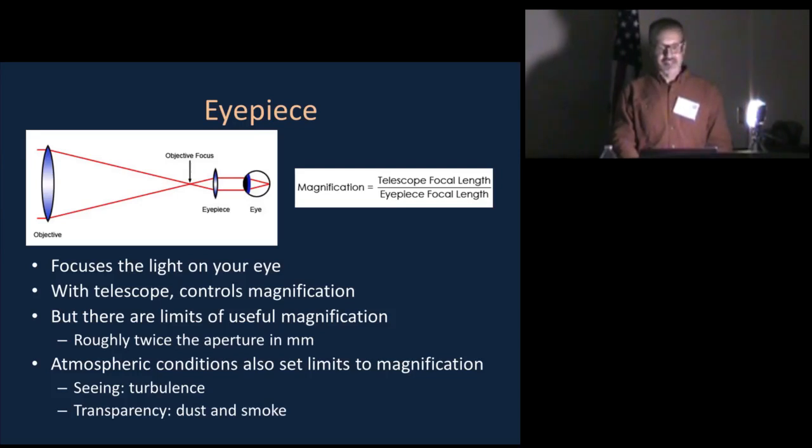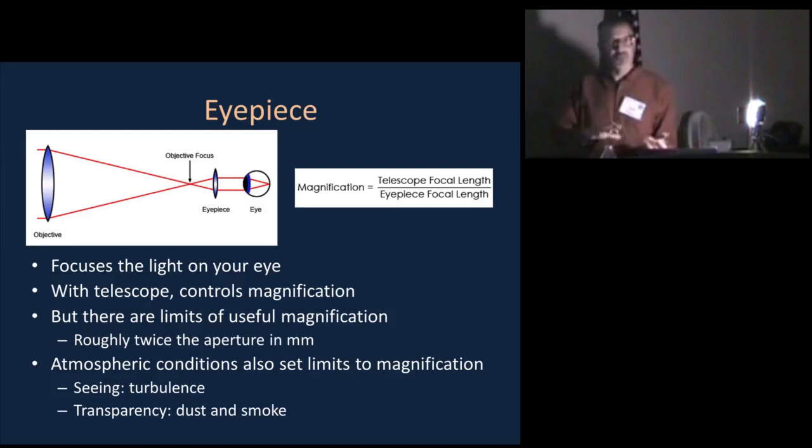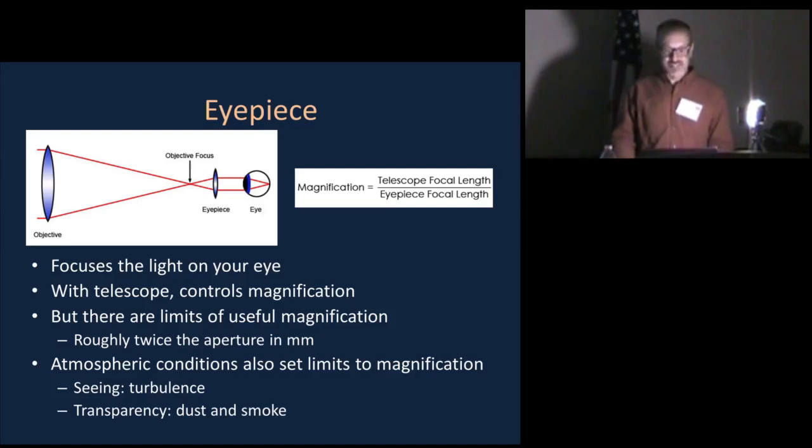All right, I will talk about eyepieces then. So why eyepieces? Well, we need something to get the light focused on your eyeball. And in combination with a telescope, the eyepiece controls the magnification through that pretty basic math that you see there. Literally, it's just the ratio of the telescope focal length to the eyepiece focal length. So that almost makes it sound like you could just make one as big as possible and one as small as possible and see as much as possible, but there are limits.